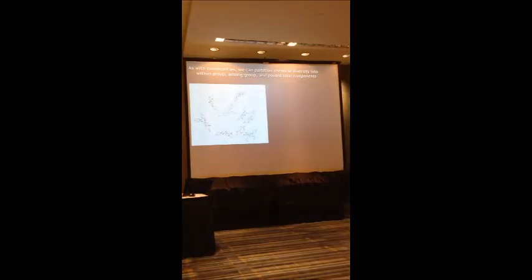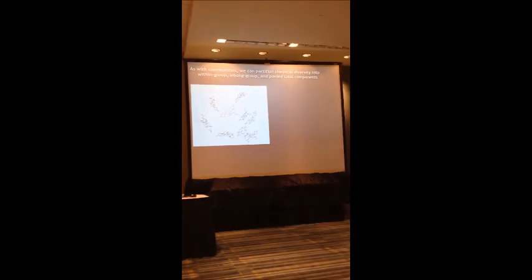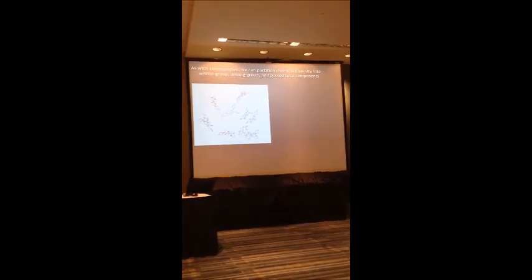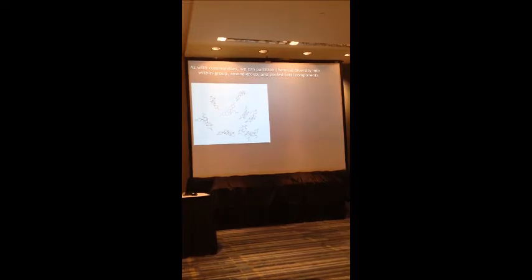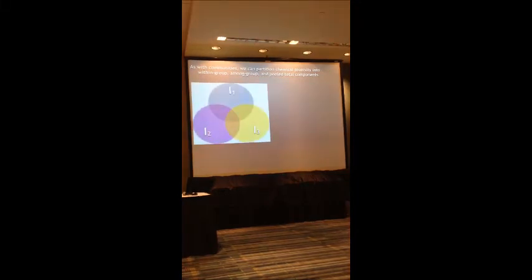And just as with communities, we can partition this diversity into within group, among group, and pooled total components. So in this cartoon, let's imagine that this is the chemotypic space of a population. In this population, we have 3 individuals, individual 1, 2, and 3. Let's say that individual 1 has 1 compound, individual 2 has 2 compounds, and individual 3 has 3 compounds.